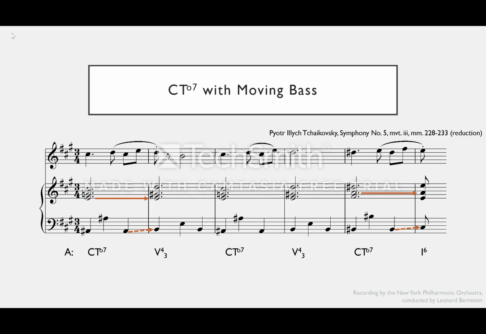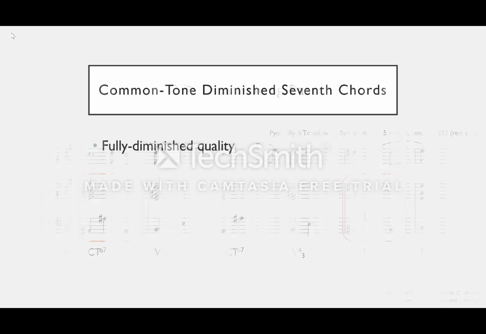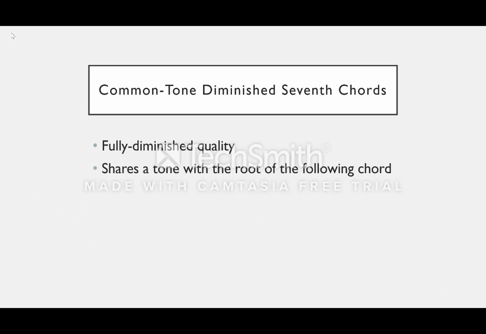So in this Tchaikovsky excerpt, we saw that two different chords are given the same common tone diminished seventh label. This is because what that label tells us, once again, is that it's a chord with fully diminished quality, that it shares a tone with the root of the following chord, and that it is non-functional, serving only to embellish the subsequent 1 or 5 chord.